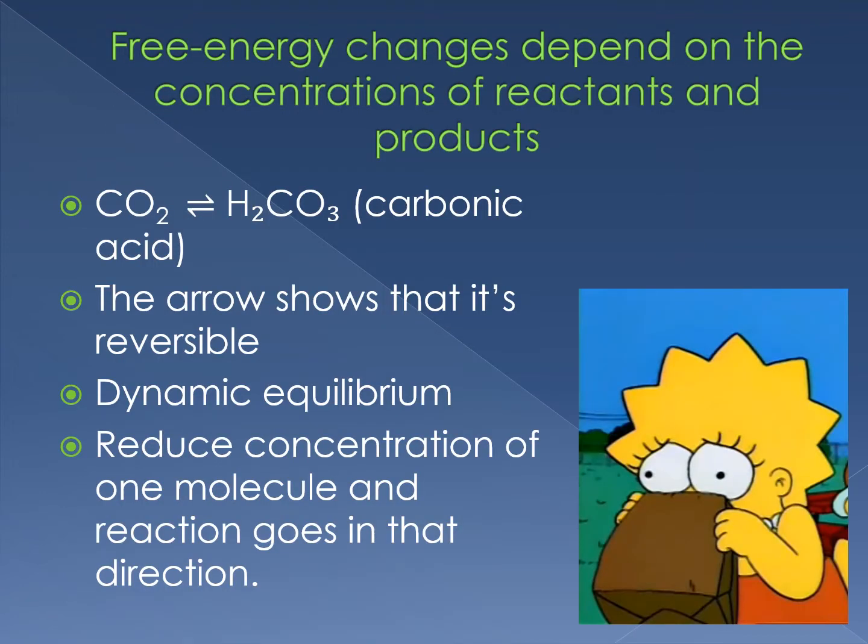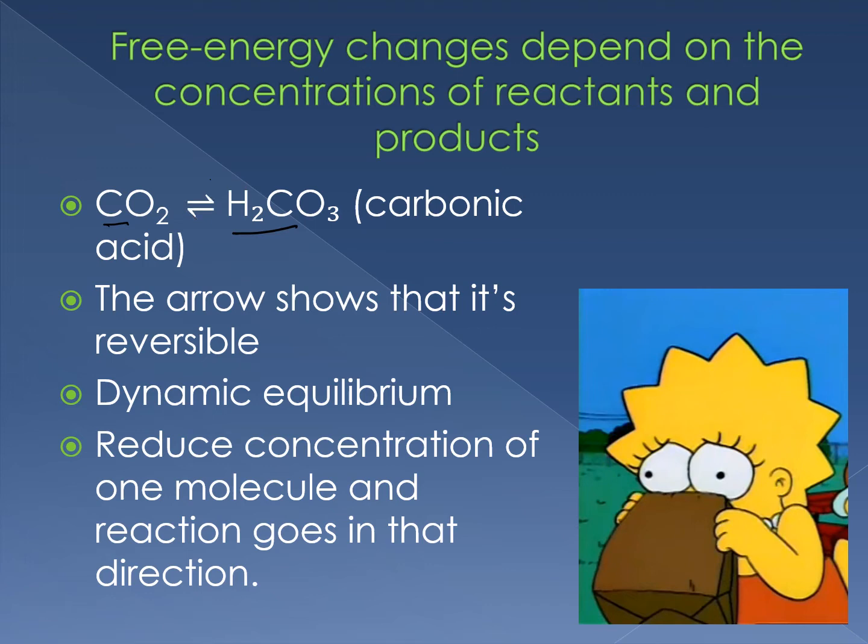Next, free energy changes depend on the concentrations of reactants and products. Let's take an example. CO2 will spontaneously form carbonic acid. Equally and reversely, carbonic acid will spontaneously form carbon dioxide. So these equations go back and forth.